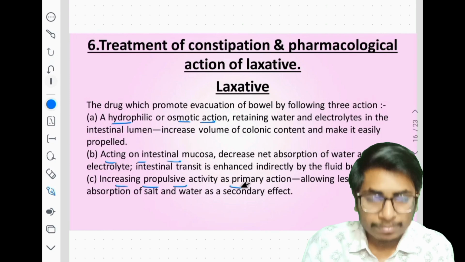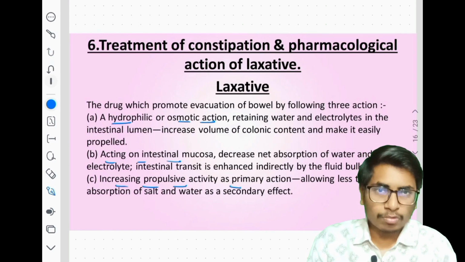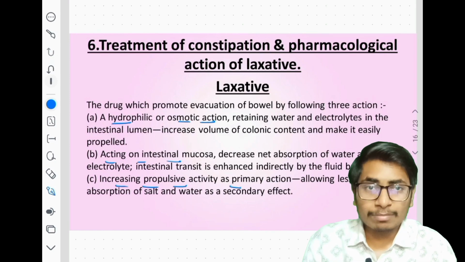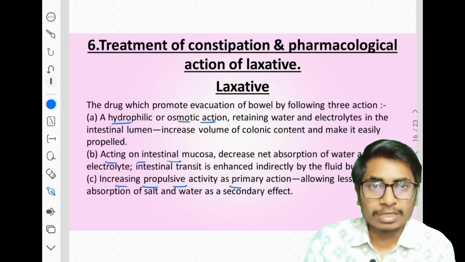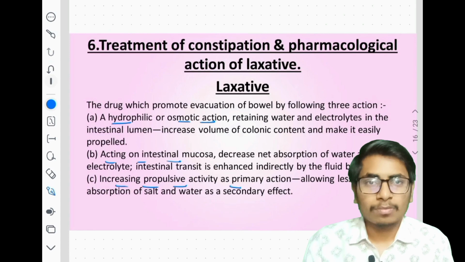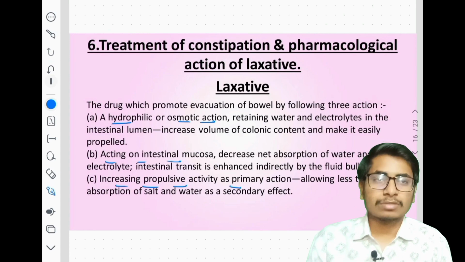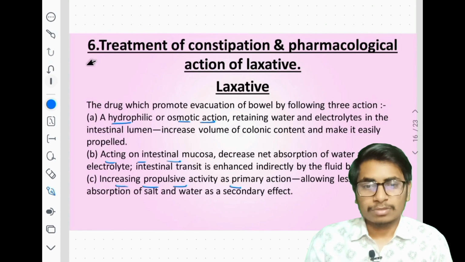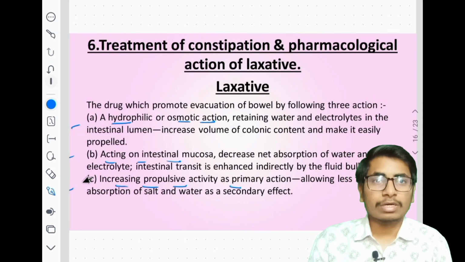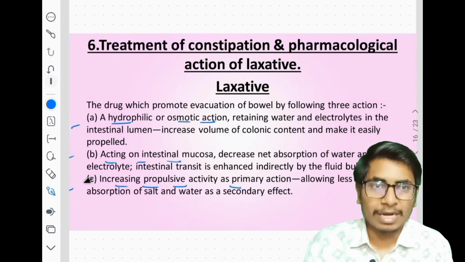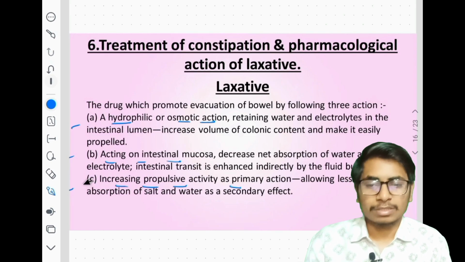By the propulsive action, we can increase propulsive mass movement so that there is less time for water and electrolyte absorption, so the stool has proper water and electrolyte content and does not become dry and hard. You can see that by any of the three methods we can maintain water content in the stool, and stool does not become dry and hard, so constipation does not occur.